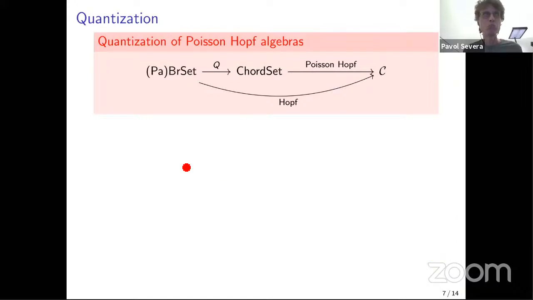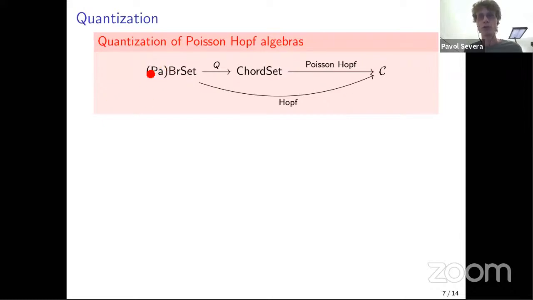So how do we quantize things, or what do we actually want to do? Imagine that we have a Poisson Hopf algebra in C, meaning that we have its nerve. So it's a functor going from chorded sets to C. And we want to obtain a Hopf algebra. In other words, a functor which goes from braided sets to C.